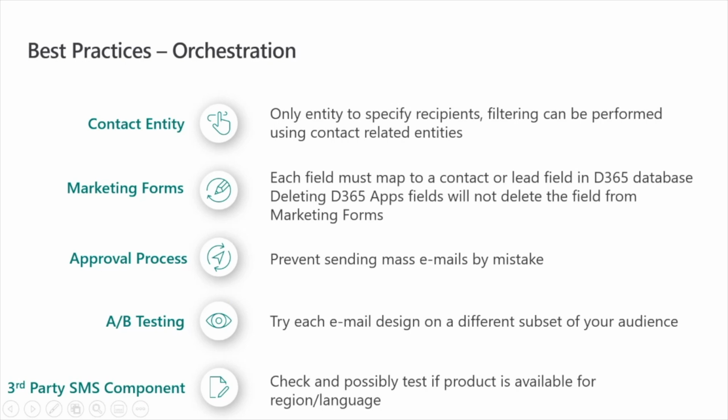Another small best practice is around the third-party SMS component, as you may know that we have this component. It's available within AppSource. You can install it and use it within customer journeys as a custom tile for sending SMS messages. But as of today, this particular component supports only a few languages. So before deciding to use it, just test it out and see whether it complies with your business requirements or not. Then you can use it, or you can decide to develop your own custom tile to send SMS messages. Okay.